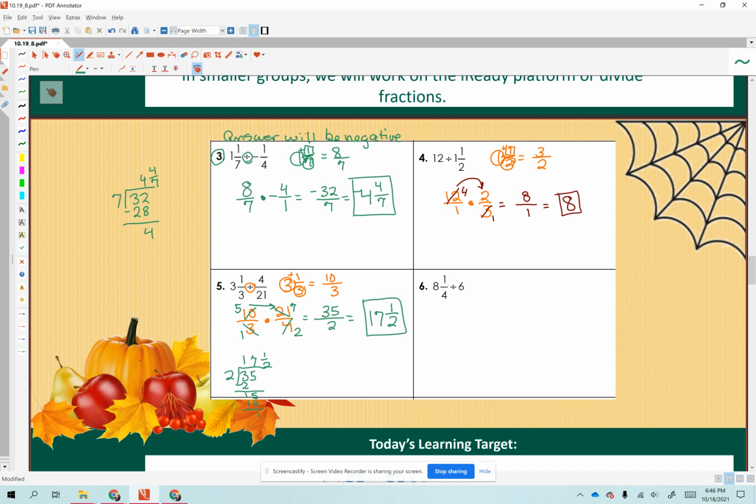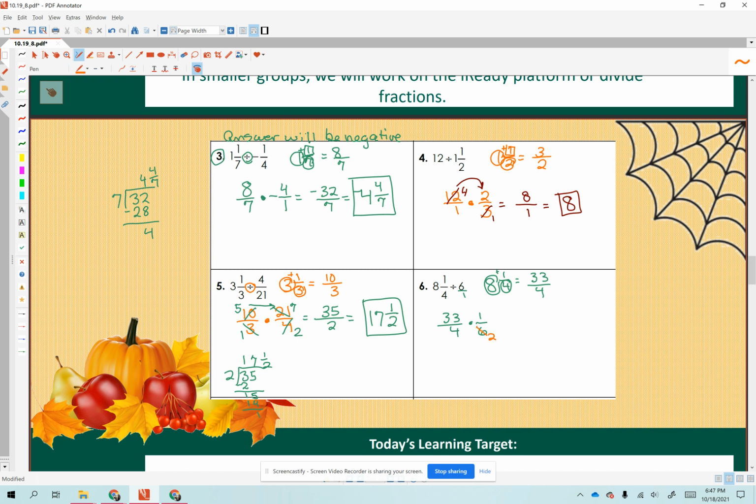Okay, number 6. We are asked to divide 8 1/4 by 6. So we have to convert that 8 1/4, all mixed numbers must be converted to improper fractions. 4 times 8 is 32, plus 1 more is 33/4. So we will have 33/4 times, instead of 6 over 1, we will invert it to be 1 over 6.